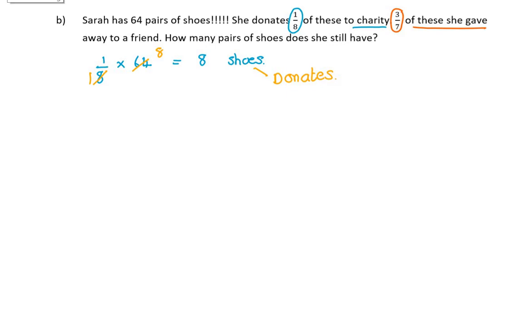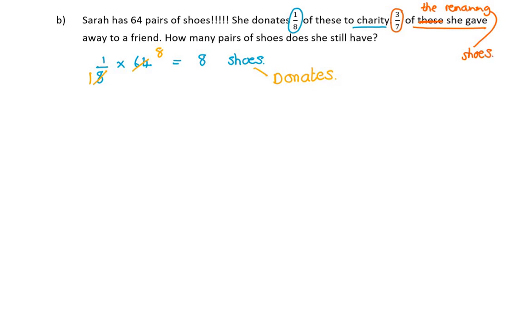Now this is where I've made a typo, so let me just change this for a second. How do I know I made a typo? Well, I can't work out 3/7 of 64 when you get a whole number, so I clearly made a typo. I meant to say she donates 1/8 of these to charities, and 3/7 of the remainder. 3/7 of the remaining shoes. So let me just change this. My apologies. Let me change this and read it to you again.